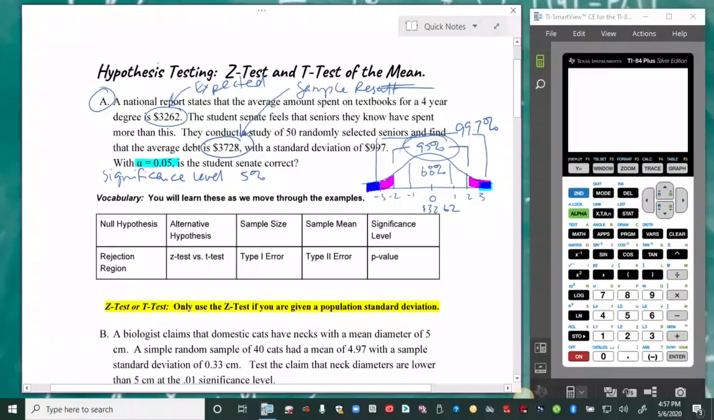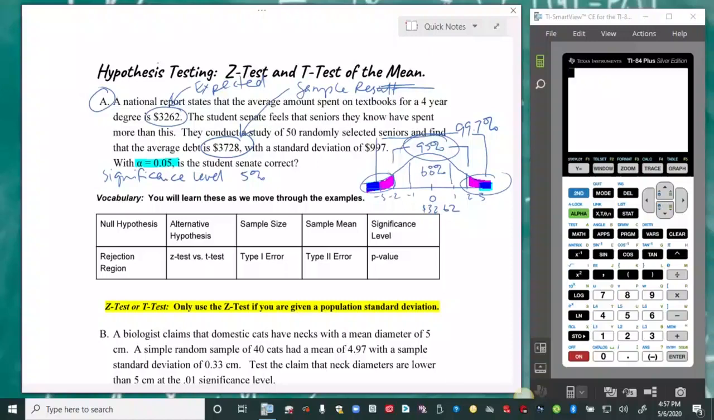We can split this 5% between the 2 tails like we see here in the normal curve. We could even put all the 5% into a single tail, either all 5 on the left or all 5 on the right. So what we're saying is we want to be unusual enough that we're in only the 5% group that is different enough from 3262. There's going to be a lot of different averages, but we want our average to be so unique that it falls into a group of only 5% of samples of 50 students. Okay, so that's our significance level.